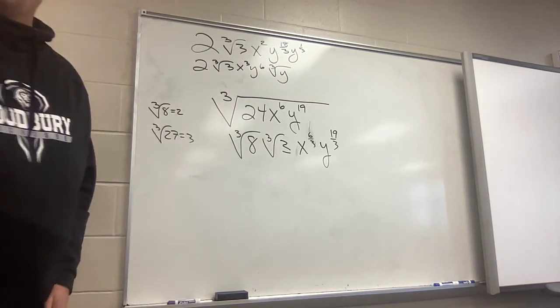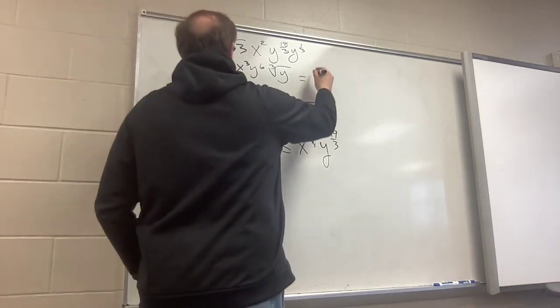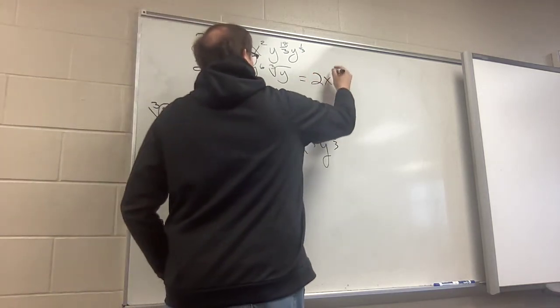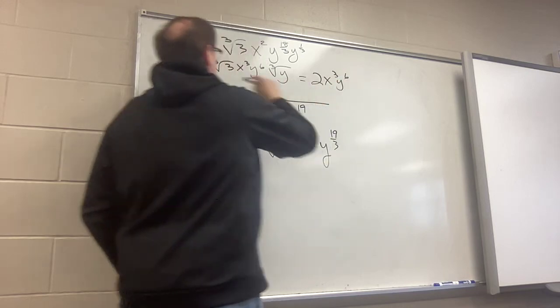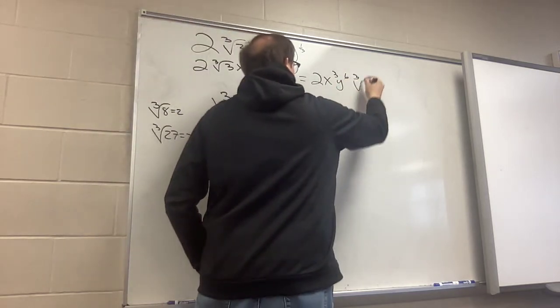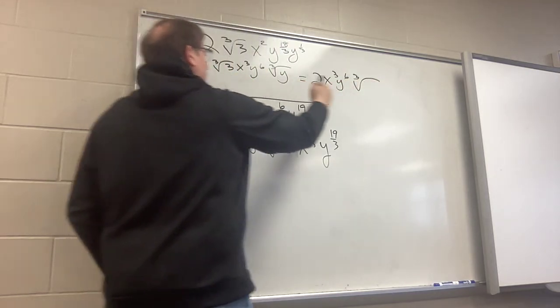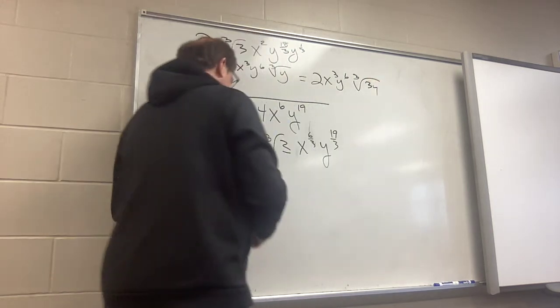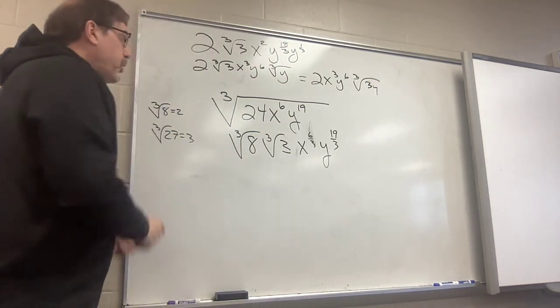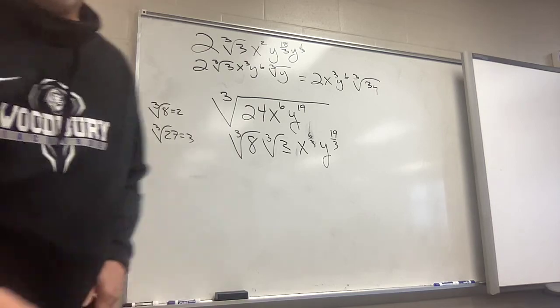And finally, everyone with their hat off gets to sit in front: 2x squared y to the 6th. And everyone inside the cube root gets to share one hat of 3y. And that is the preview of Tuesday.